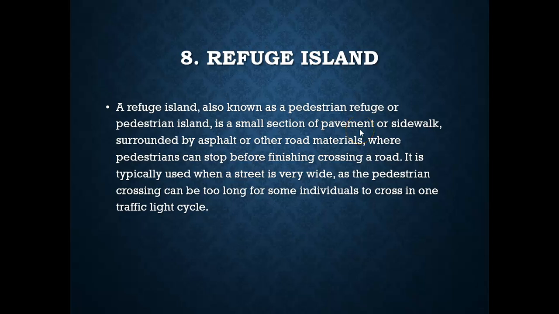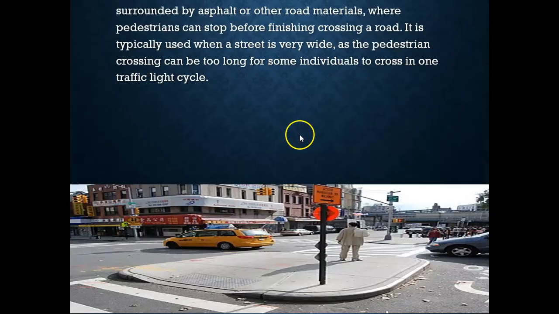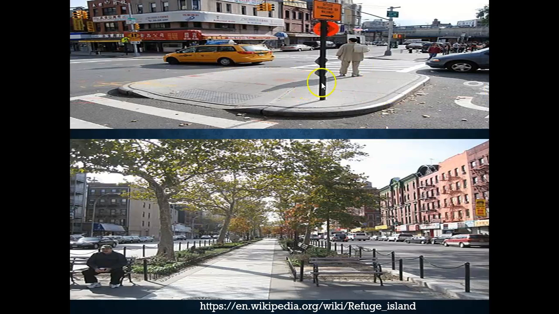What are we trying to say? We have some roads that are wide enough that even if the traffic light shows that pedestrians can cross, it will be too long for pedestrians to cross that road at once. So what they do is to have what we call a refuge island in between, where they can cross the road and stop at a particular point, then proceed to cross the road again from that point. So those positions within the road are what we call a refuge island or a pedestrian island. And this is a picture of a refuge island or a pedestrian island.